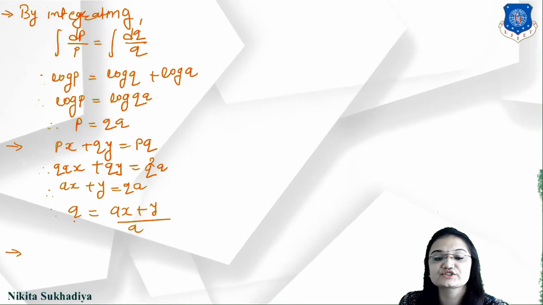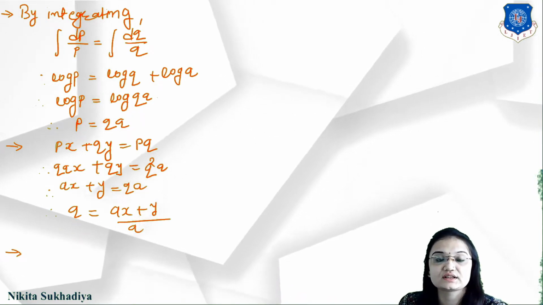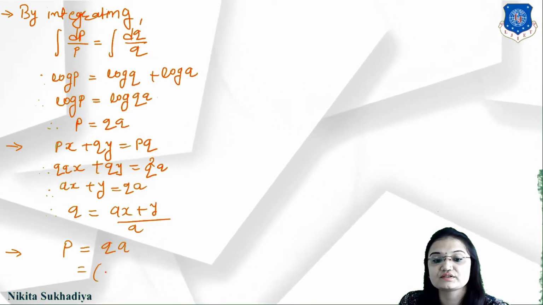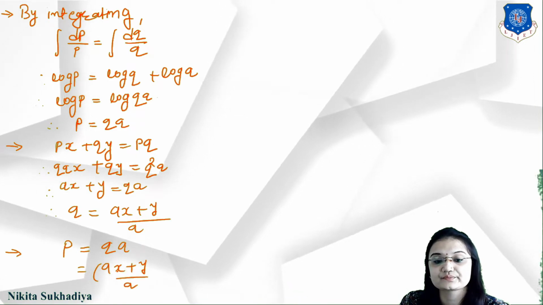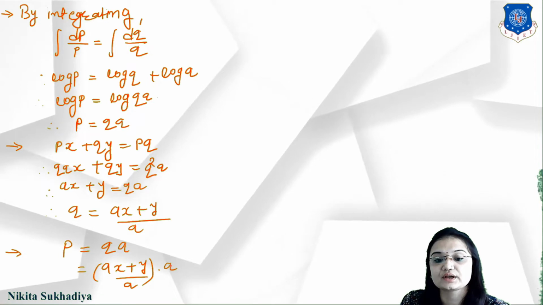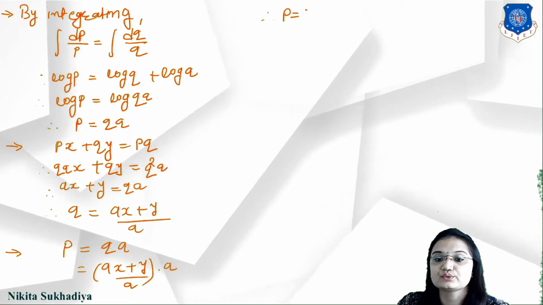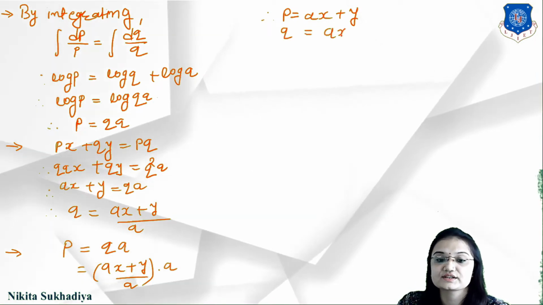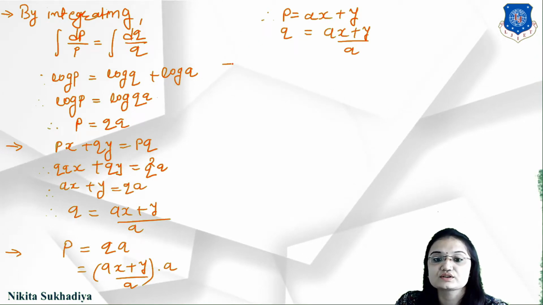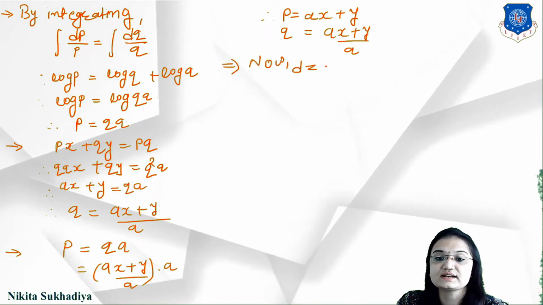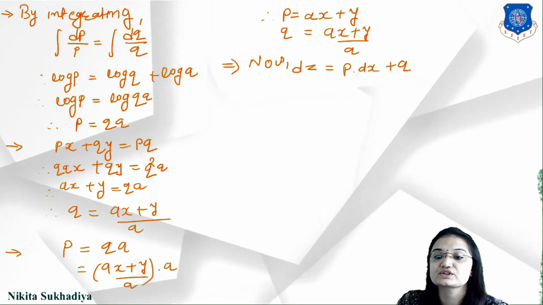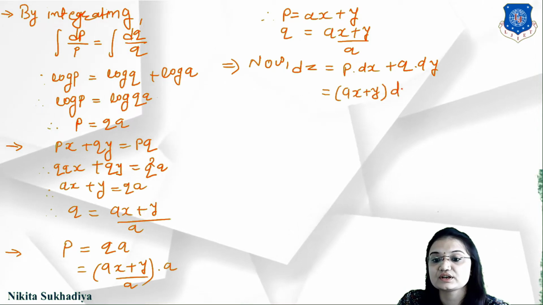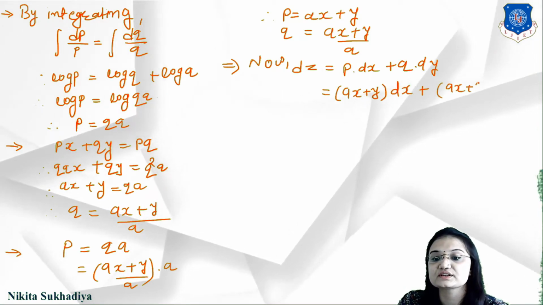Now put this q equal to (x plus y) upon a here in p. We will get p is equal to qa, so put q equal to (x plus y) upon a into a, so we will get p is equal to x plus y, and here we have q is equal to (x plus y) upon a. Now here we have dz is equal to p into dx plus q into dy.